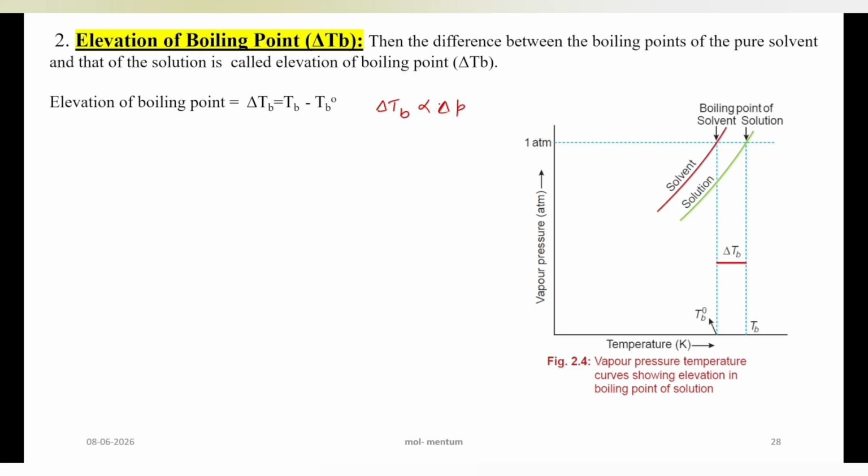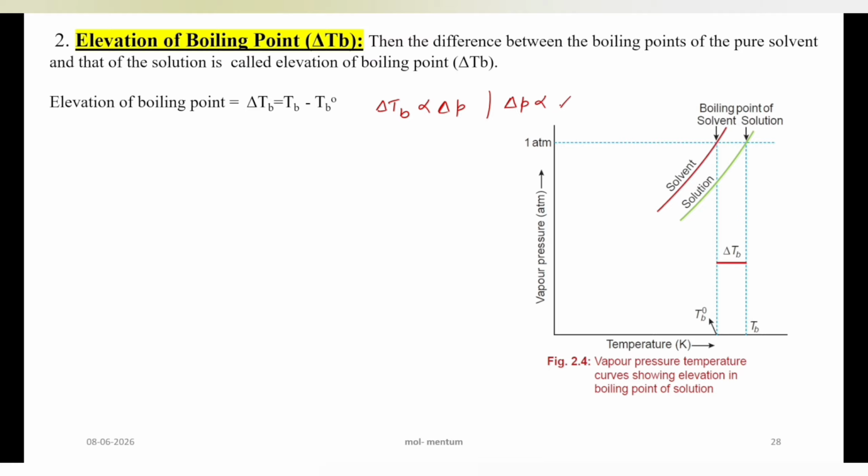Delta P, means lowering of vapor pressure. If we are adding more solute, lowering will be even higher and delta TB will be even bigger. Suppose you are adding just 1 tablespoon of salt and you are adding 10 tablespoons of salt. When you change the amount of solute, lowering of vapor pressure will also change, and accordingly delta TB will also change. That means delta TB is directly proportional to this delta P. Okay. From Raoult's law, we know that delta P is what?